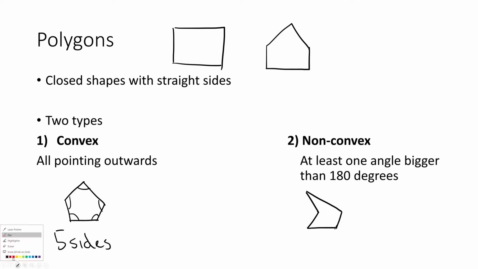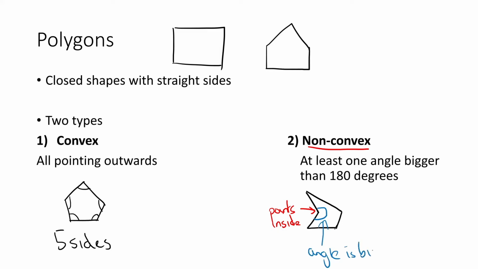Non-convex, you can see one of the sides points inside. So this side points inside. And this is why we call this one non-convex, whenever you have any of the sides pointing inwards. And the angle over here is bigger than 180, and because that angle is bigger than 180, it's called non-convex.